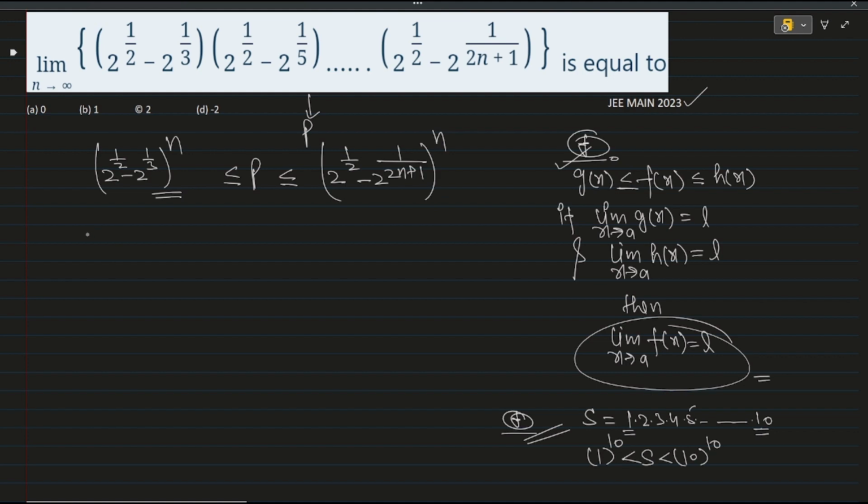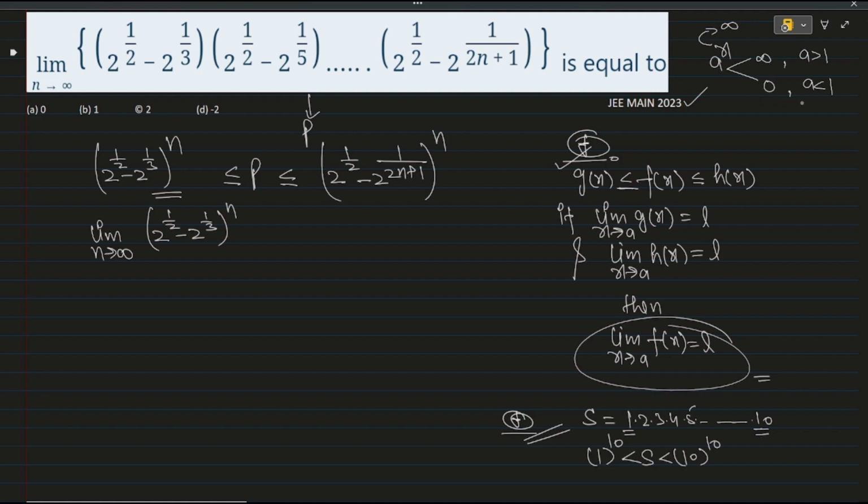So if you find the individual limits, like limit n tending to infinity of this one, which is 2 to power 1/2 minus 2 to power 1/3 and whole power n. Now one more thing, whenever you have a to power x and you are doing x tends to infinity, if your base is greater than 1, then a to power infinity will give you infinity as the answer. And if your base is less than 1 and you are taking power infinity, then the answer is 0.